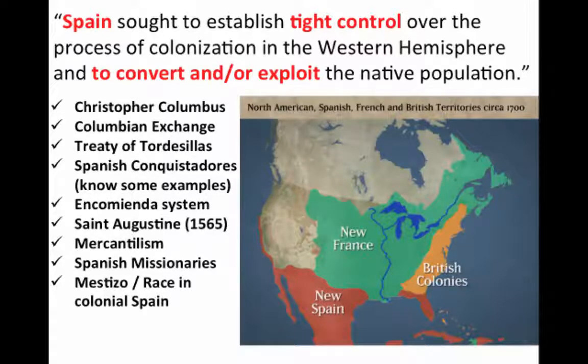Spain's going to have a unique relationship with native people. You are going to have the rise of a mestizo group of people, mixed race people, because there's going to be intermarriage amongst Spanish and native people. And then finally, of course, not everything's going to go well, because in 1680 you'll have Pueblo Revolt, where the native people in what is today New Mexico will revolt against Spanish rule. So those are a few things about Spanish colonization.